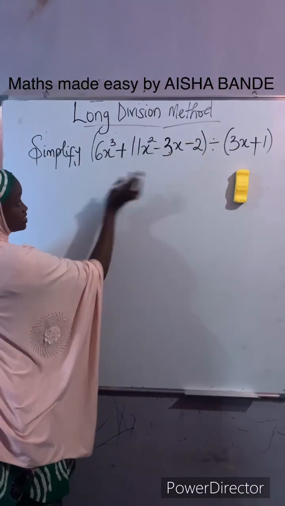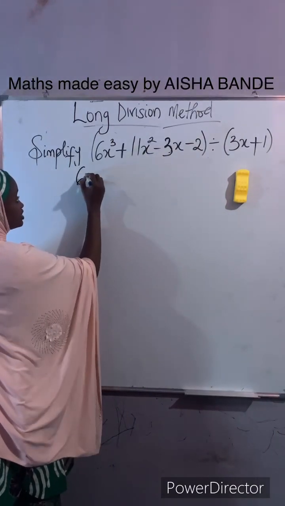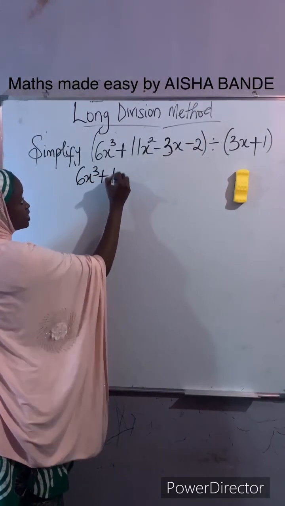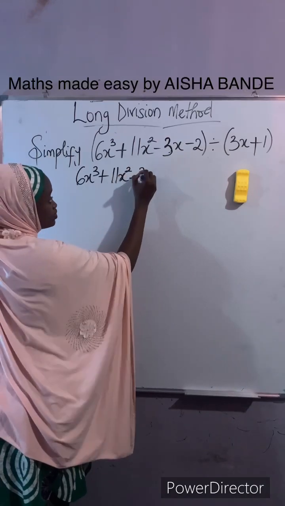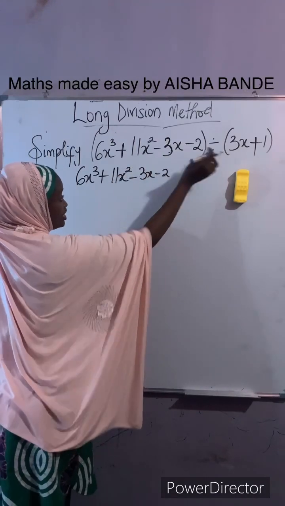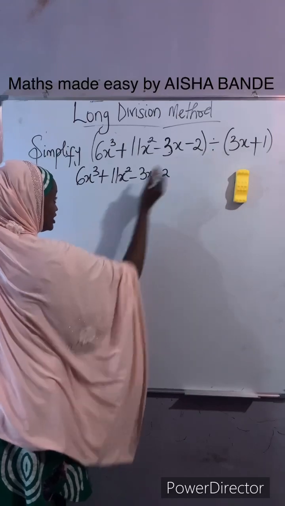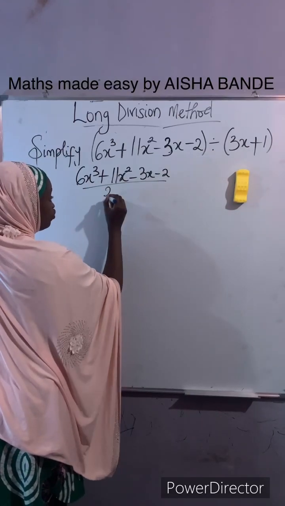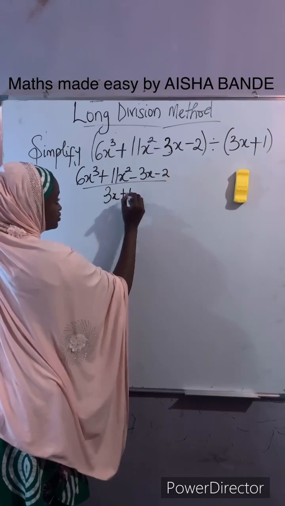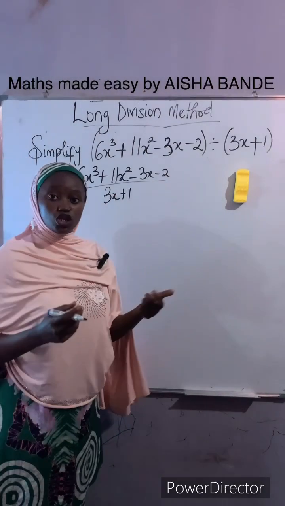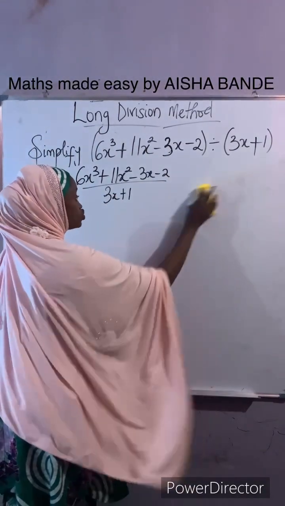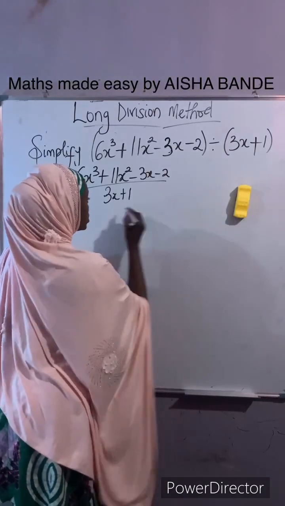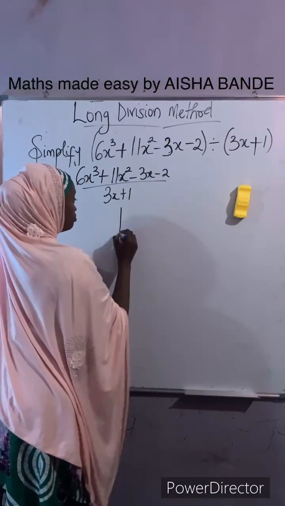So let's solve. This expression can also be written as 6x raised to power 3 plus 11x raised to power 2 minus 3x minus 2, all of these, then all over 3x plus 1. So what to do next is to introduce a square root sign for us to use the long division method.